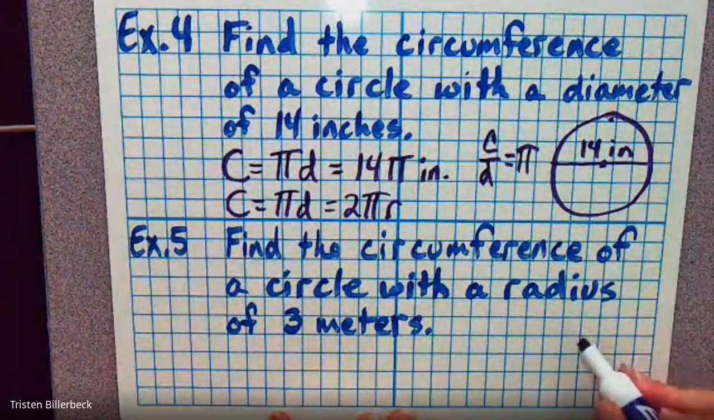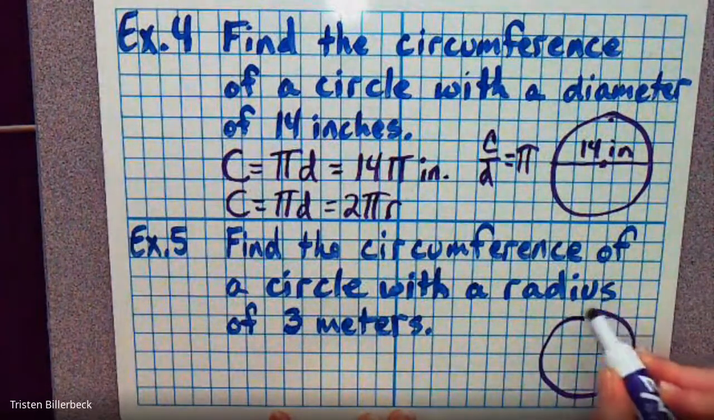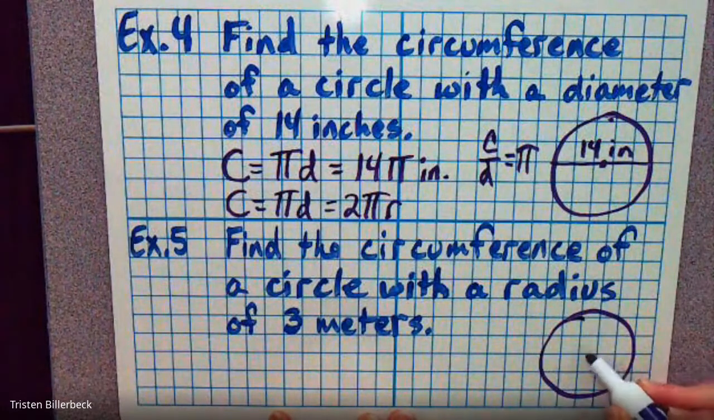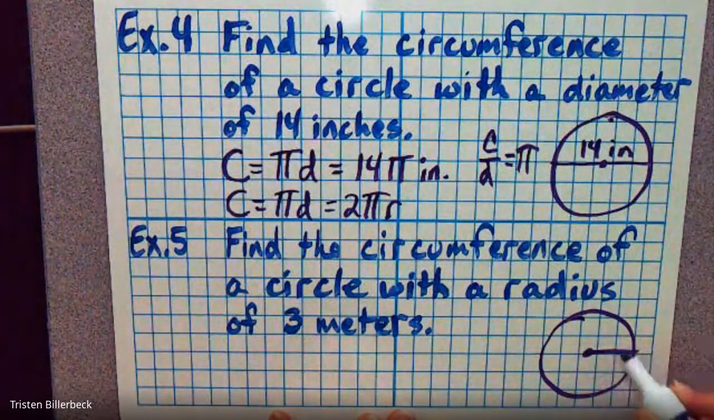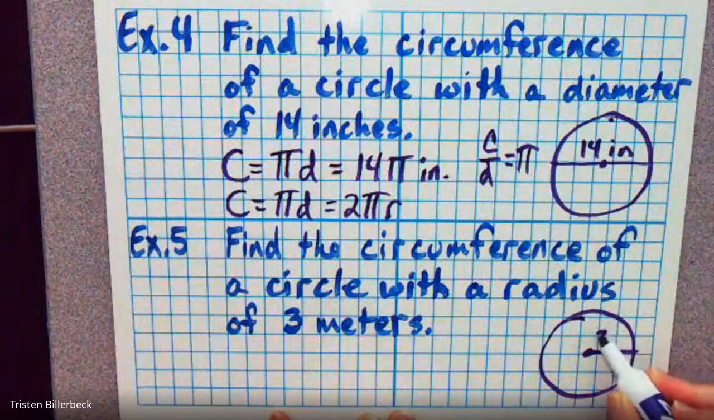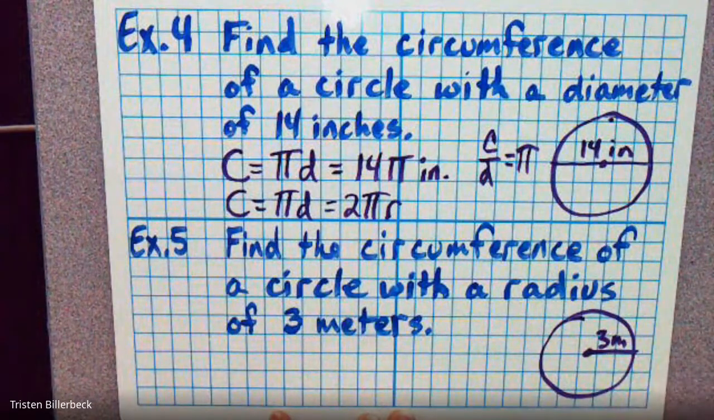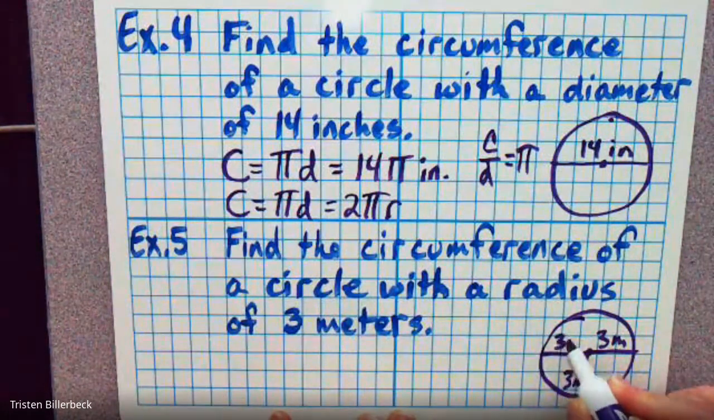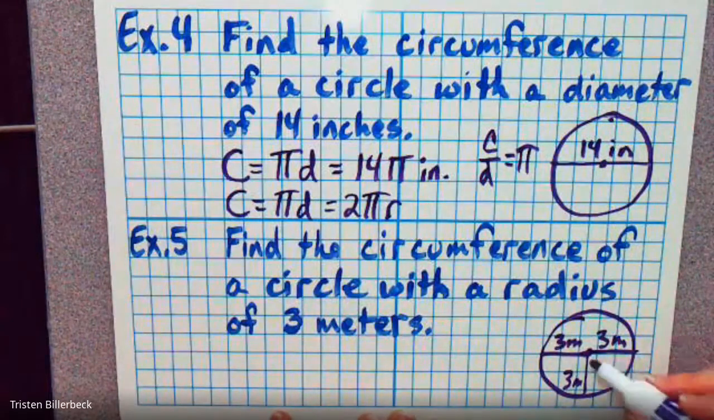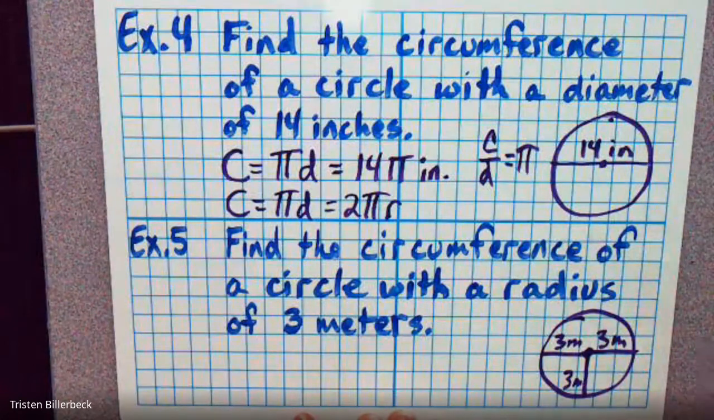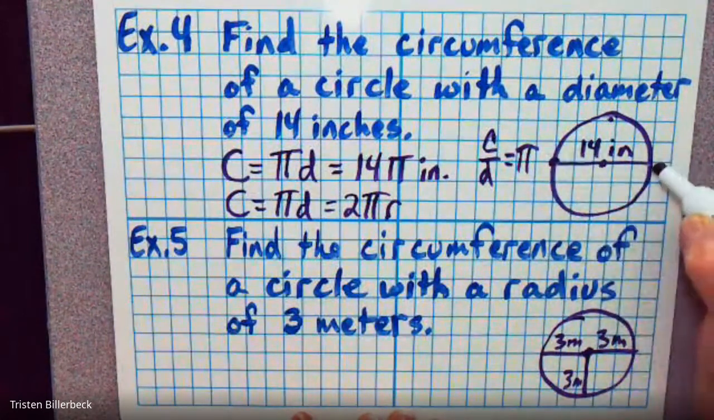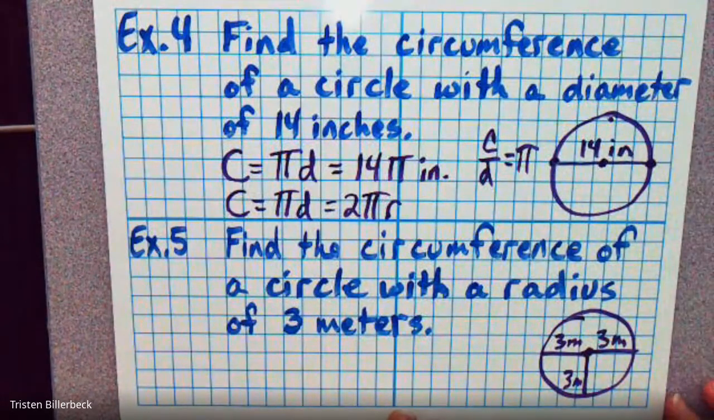Okay, so if we have another circle and we're given a radius, and this one's 3 meters. Okay, so that means this is 3 meters. And it means if I went across here, that would also be 3 meters. Okay, so a radius starts from the center and goes to the outside. It's the diameter that starts on the outside, goes through the center, and then goes to the other outside.